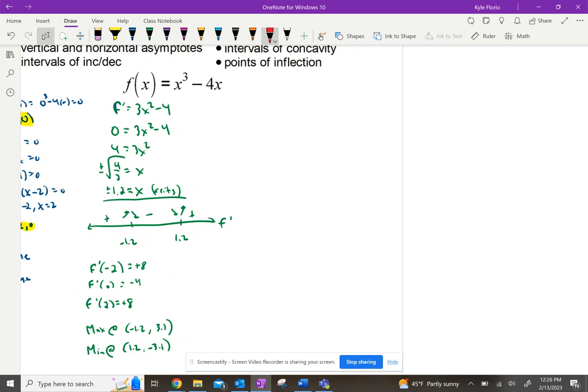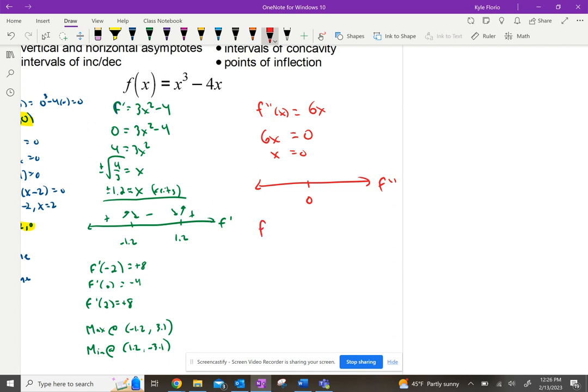And then for the intervals of concavity and points of inflection, we need the second derivative. So the second derivative, I need to derive this, which is just going to be 6x, which is lovely. I want to find out where that thing is 0 or does not exist. So it's going to exist everywhere because it's just a linear function, but it's 0 at 0. So if I look at my second derivative, I look at 0. We can have an inflection point here because 0 is defined in my original function.